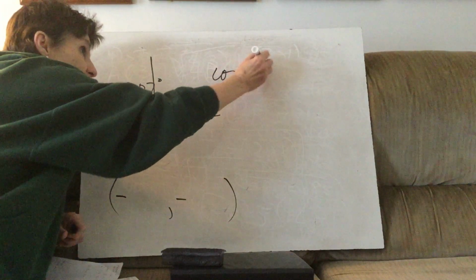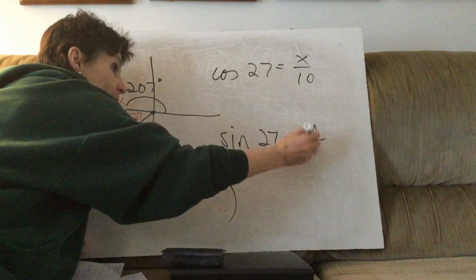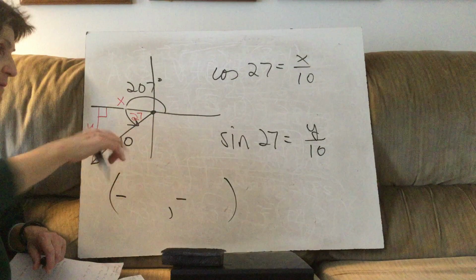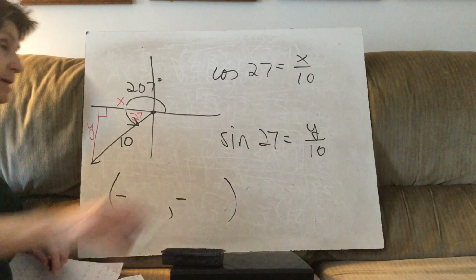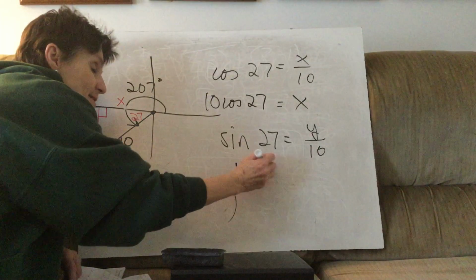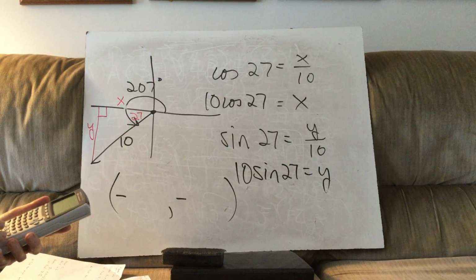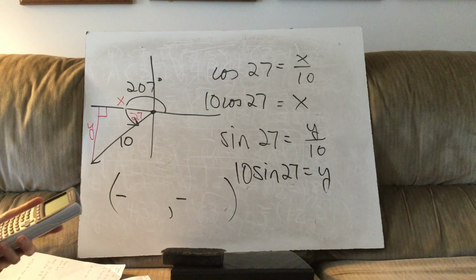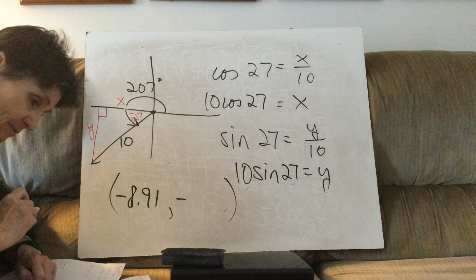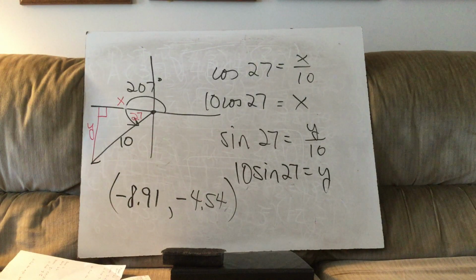I know cosine 27 equals x over 10, and sine 27 equals y over 10. Remember, cosine always goes with x because it's always adjacent. Sine always goes with y because it's always opposite. Then we'll multiply: 10 cosine 27, and that'll give me my x, and 10 sine 27, that'll give me my y. So here we go. 10 cosine 27, 10 sine 27. So my x is 8.91. Now I already marked it negative, so it's negative 8.91. And 4.54 for my y, and it too is negative.